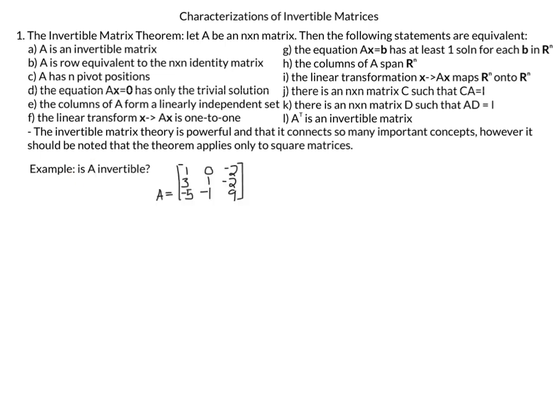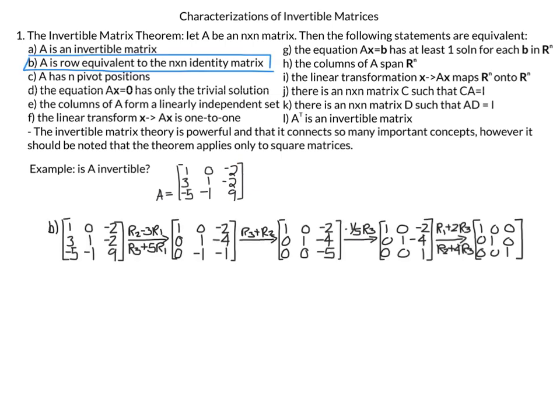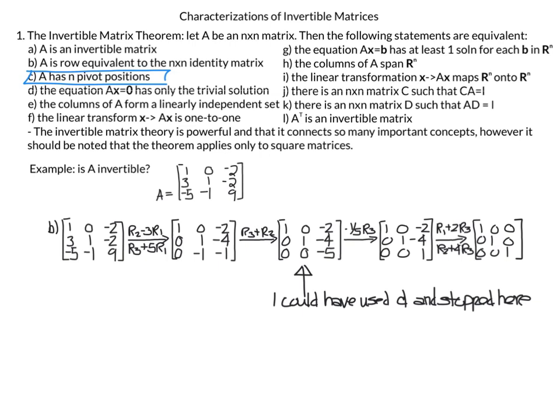Our first example is: is A invertible, where A has the column vectors 1, 3, -5, 0, 1, -1, -2, -2, 9. And the first thing I saw was B, right here under A is invertible. That's equivalent to saying A is row equivalent to the n by n identity matrix. So I did my row reductions, and eventually I could get to the identity matrix. That means that A is invertible. And actually, I could have stopped right here, because at this point, I have shown that A has n pivot positions. There's 1, 2, 3. I should have stopped here, because there's this third pivot position.